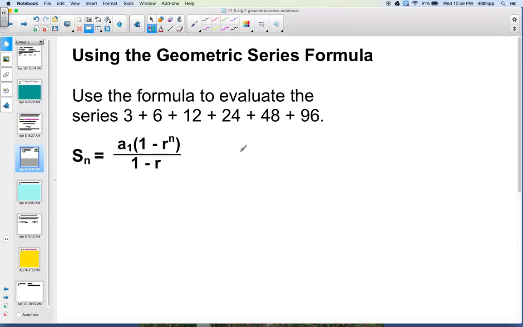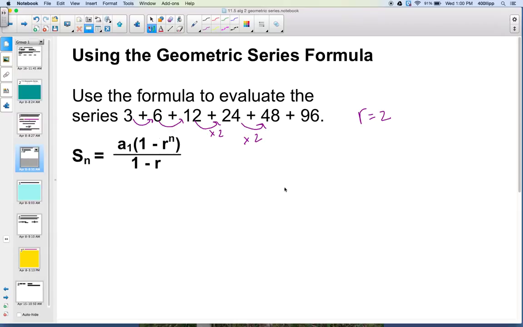So let's do an example using the sum of a finite geometric series. So for example, here is what we have to evaluate. We have 3 plus 6 plus 12. If we notice here, all of these terms, to get to the next number, we keep multiplying by 2. So since we keep multiplying by 2, that's telling us that it's a geometric sequence and your common ratio R is 2.